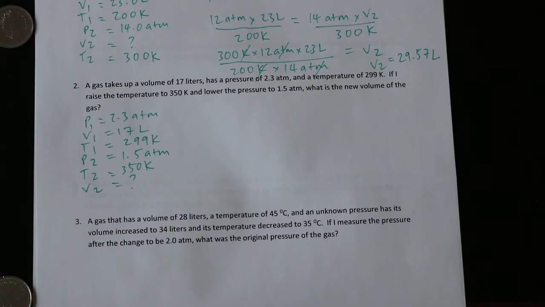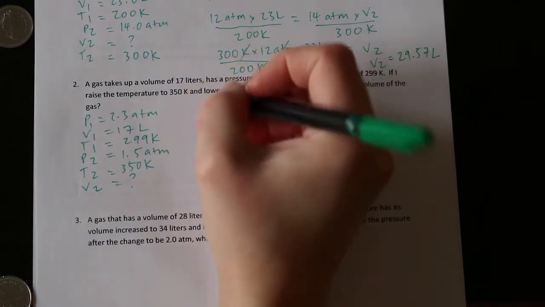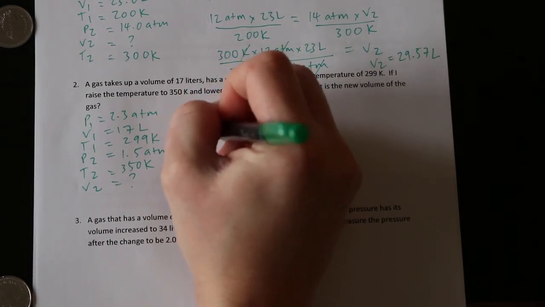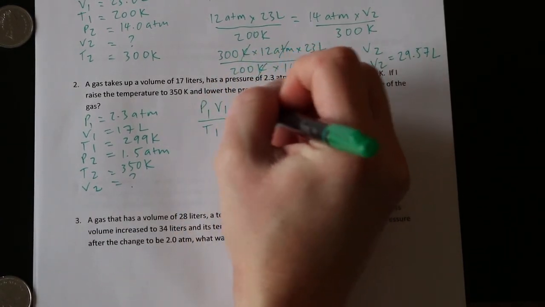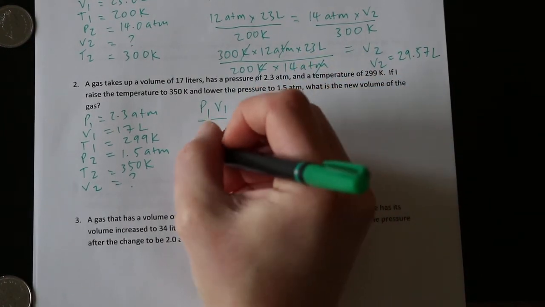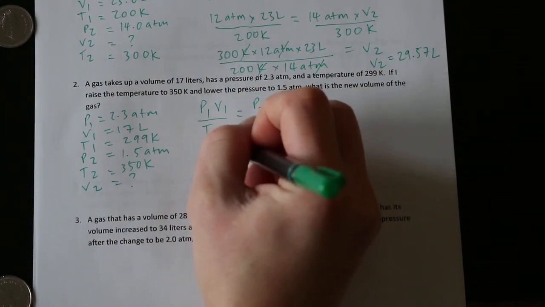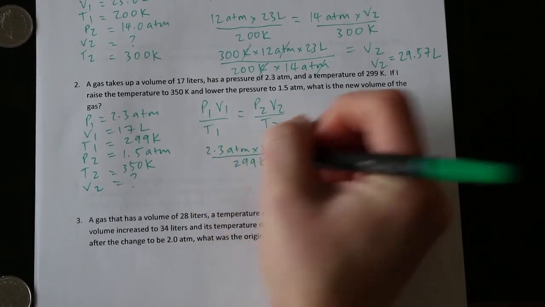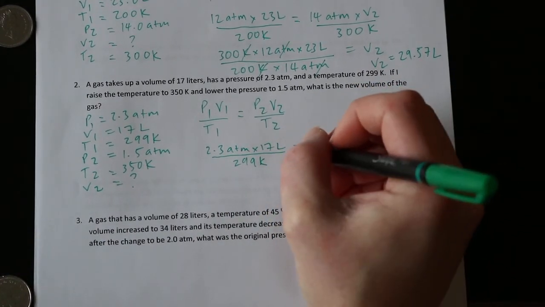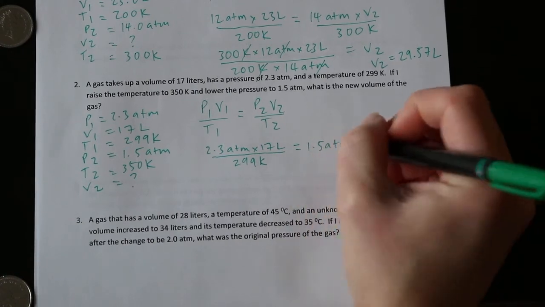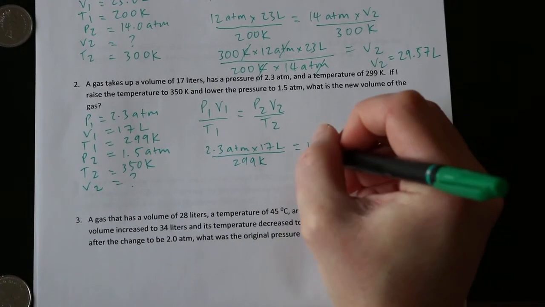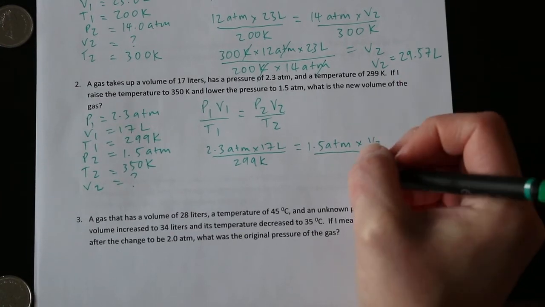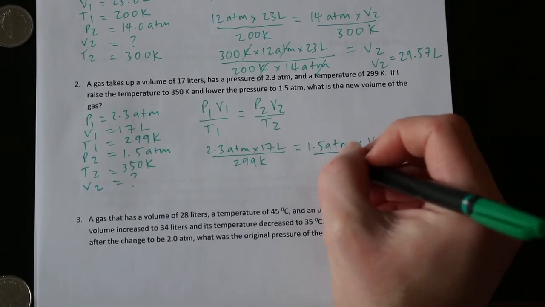Our temperature is already in Kelvin, so that's fine, and all of the pressure units agree. So that's just P1 V1 over T1 is P2 V2 over T2. That would be 2.3 atmospheres multiplied by 17 liters divided by 299 Kelvin equals 1.5 atmospheres multiplied by V2 divided by our T2, which is 350 Kelvin.